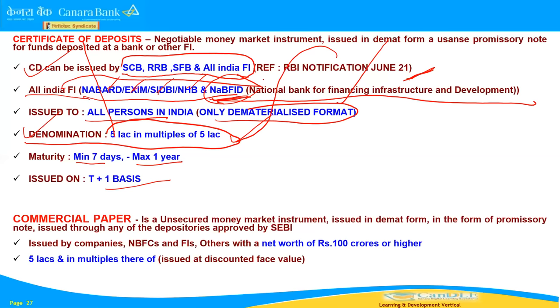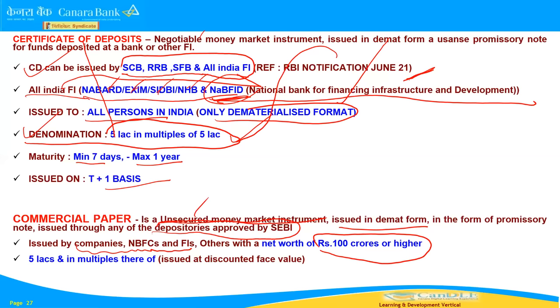Commercial paper is also an unsecured money market instrument. This is negotiable and unsecured. Remember, it is issued in DMAT form only, in the form of a promissory note, through depositories approved by SEBI. Only depositories approved by SEBI can issue commercial papers. Who will issue commercial papers? Companies, non-banking financial companies, financial institutions where net worth is 100 crores and above. Only those can issue.